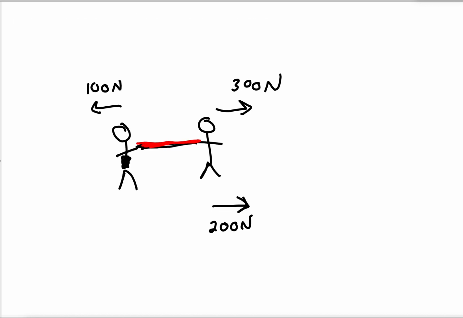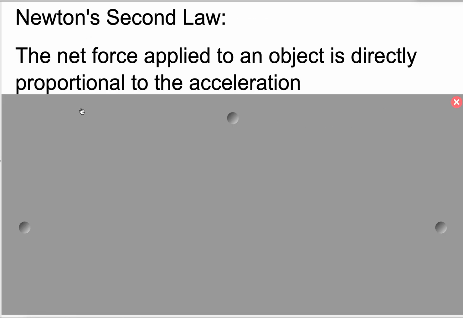All right. So let's talk a little bit more about Newton's second law without equations yet. One of the things about Newton's second law, you guys, is that it says that the net force that you apply to an object is directly proportional to the acceleration. So the bigger the force acting on the object, the bigger the acceleration. The smaller the force acting on the object, the smaller the acceleration.